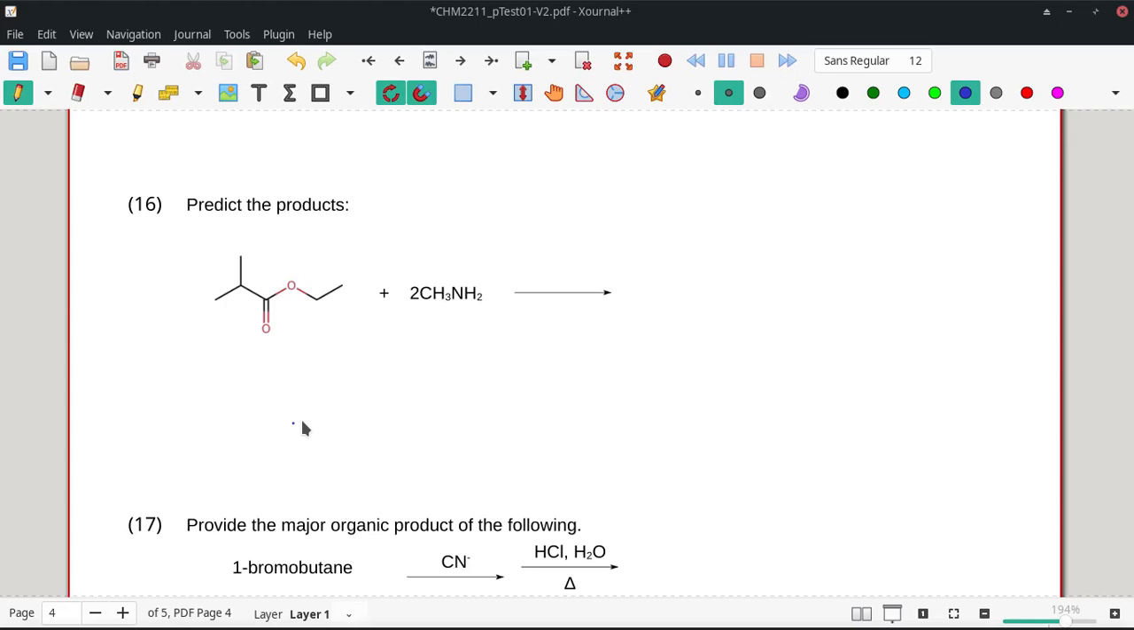Looking at question 16 here, we want to predict our products, and we're starting out with an ester, and we're going to react that ester with an amine, and in that reaction we always end up with an amide and an alcohol.